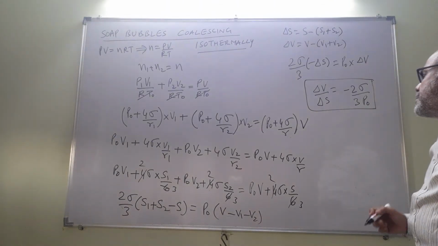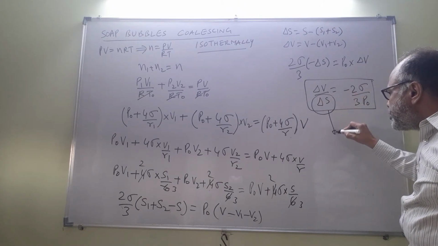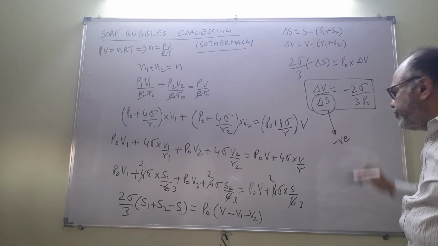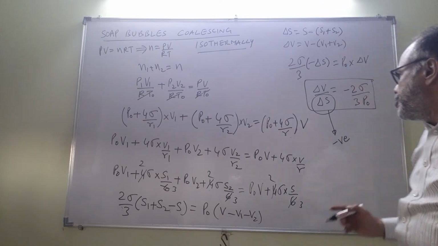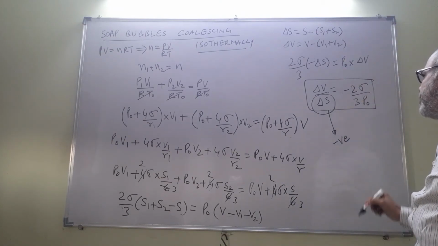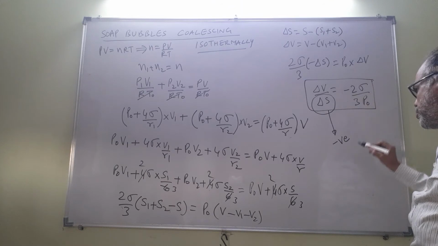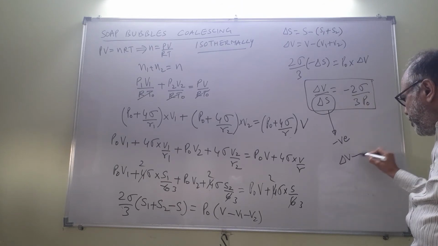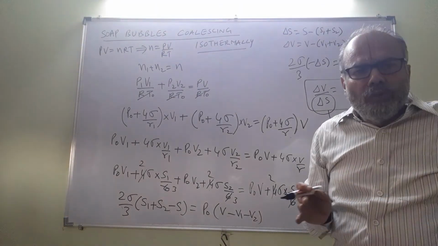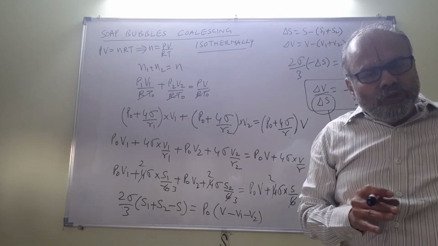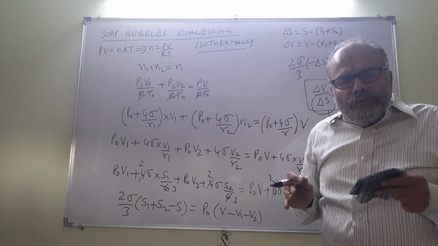Now, let us see the physics behind this equation. We said that the surface area must decrease. So, delta S is negative because every system has a tendency to decrease the potential energy. So, delta S will be negative. If delta S is negative, this minus and minus goes, delta V will be positive. That is, the volume of the resulting bubble is more than the sum total of the volume of the two bubbles. Initially, whatever volume the two bubbles are having, the resultant volume is greater.